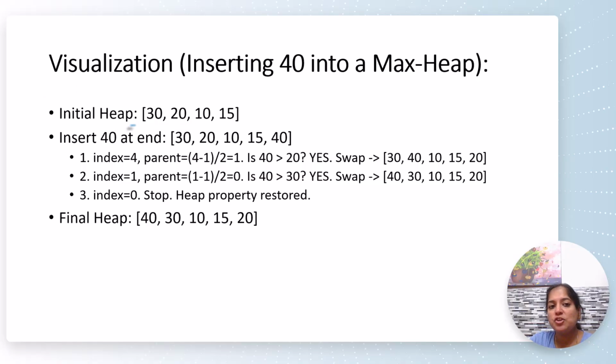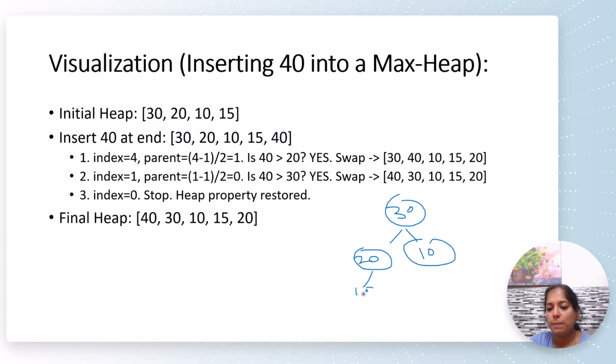Let's say the initial heap is 30, 20, 10 and 15. As you can see, it is a max heap because the value of the root node is greater than its children. Now you need to insert element 40.